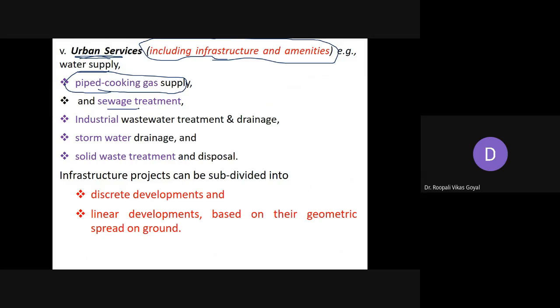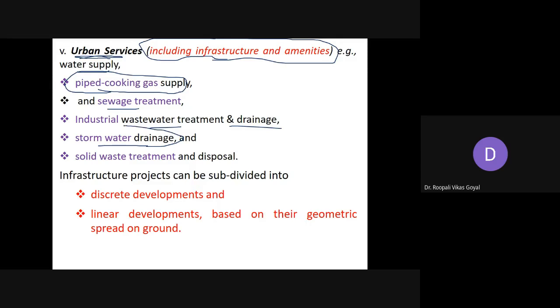If there is very heavy flooding in your particular city, some backflow of that sewage would also start, coming up from your toilet blocks and bathrooms, etc. So proper treatment would not be possible in such conditions because of the excessive flow of sewage. Then industrial wastewater treatment and drainage, then stormwater drainage.